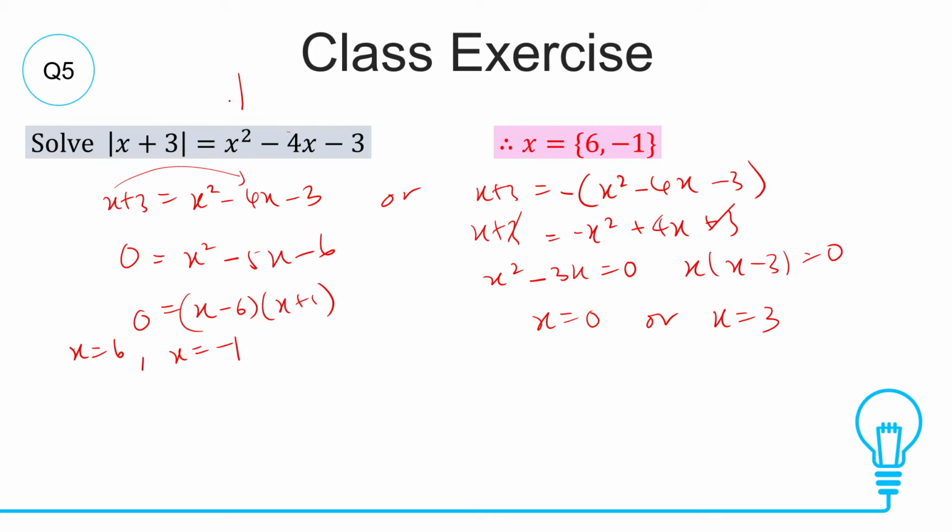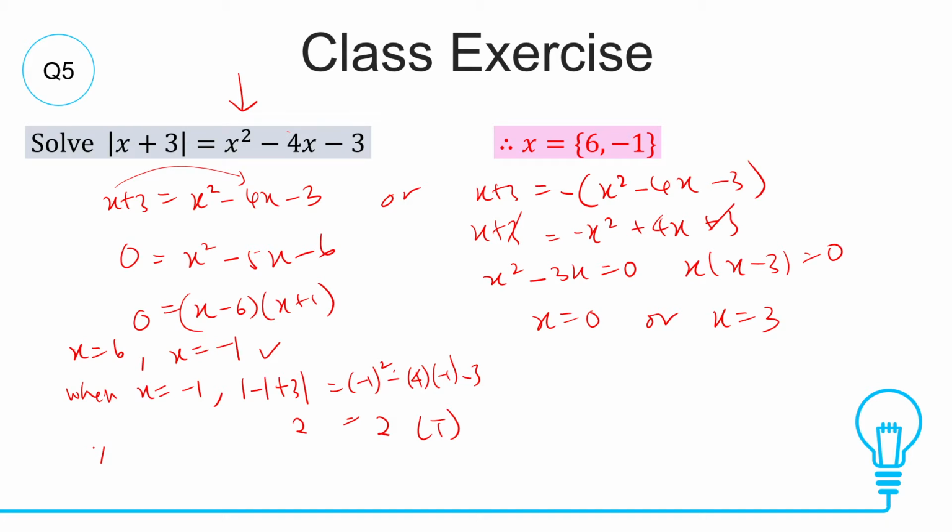And as I said, if one side is absolute and the other side consists of a variable, you must do the checking. How are we going to do the checking? We substitute back into the original. When x equals negative 1, absolute of negative 1 plus 3 equals negative 1 squared minus 4 times negative 1 minus 3. The left hand side is true, the right hand side is also true, so this one is accepted.